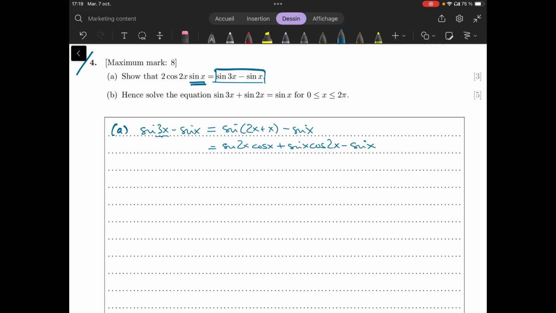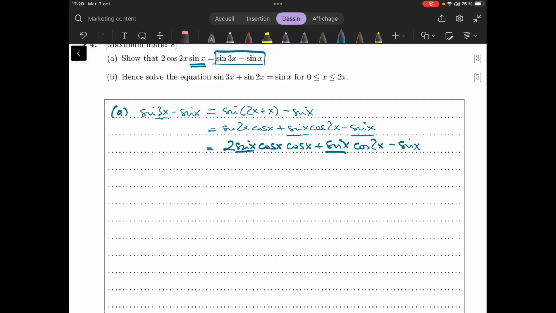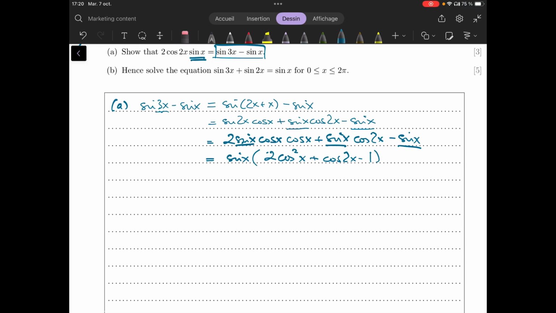We know that we have sine of x as a factor. A simple way for us to get to the left-hand side is finding a way to get sine x out as a factor. We have sine x here, we have sine x there. We know that sine of 2x is 2 sine x cos x. Now we can factor the sine x out. What's left is 2 cosine squared plus cos of 2x minus 1.